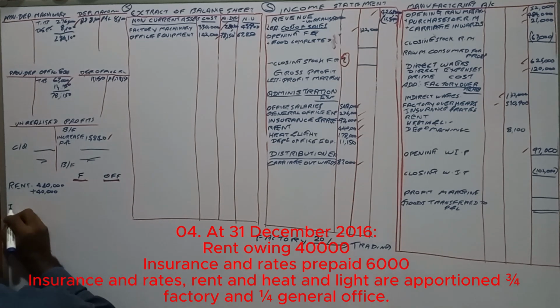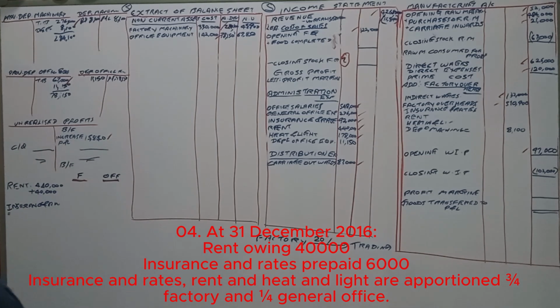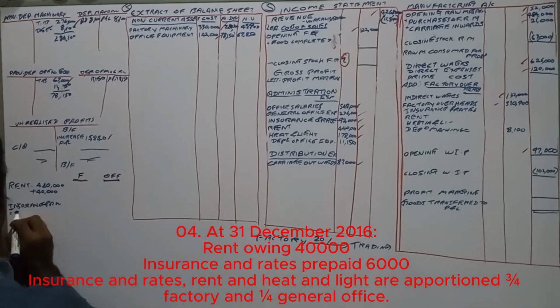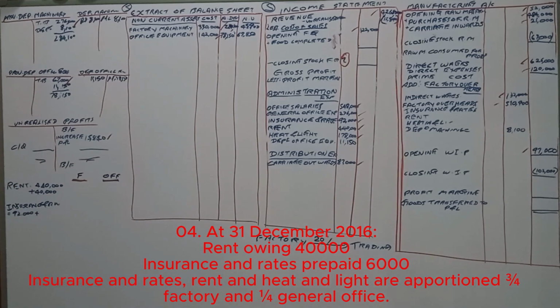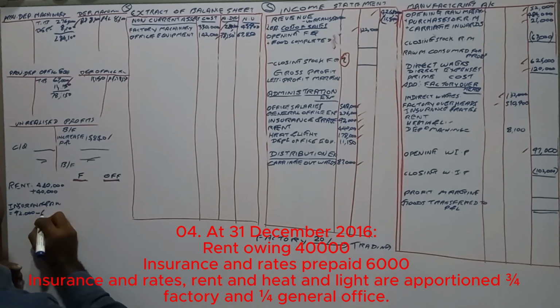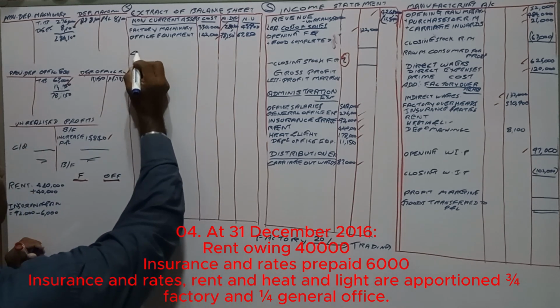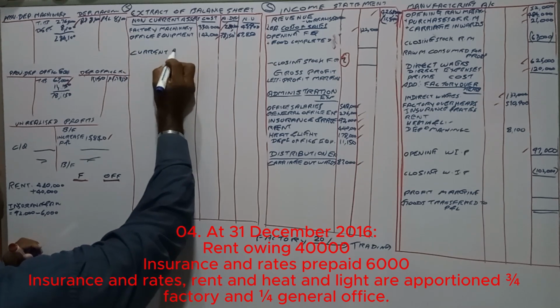Insurance and rates is given 92,000. 92,000 minus the 6,000 they have said is prepaid, right? Prepaid is what is called a current asset. You have to add it to current assets.